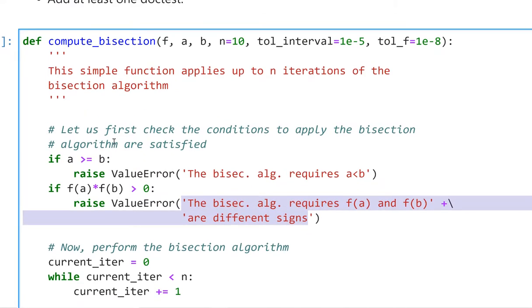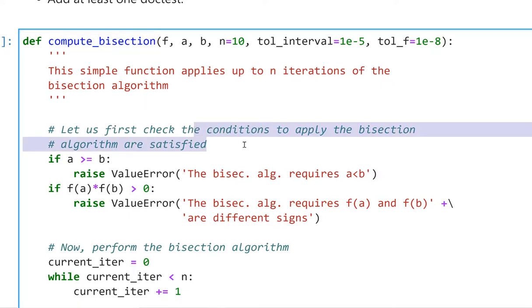And as we get to more sophisticated algorithms and functions that we want to code up, it's a good idea to check that the conditions apply for the algorithm to actually work properly.